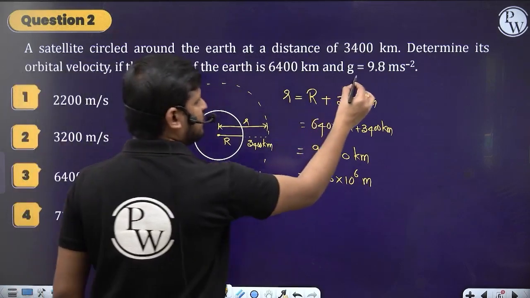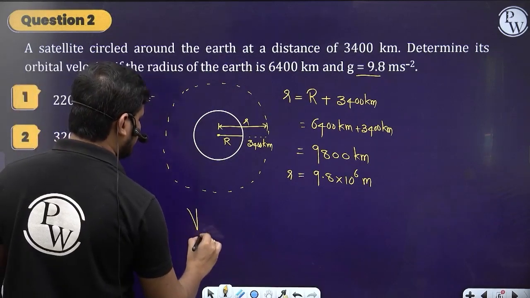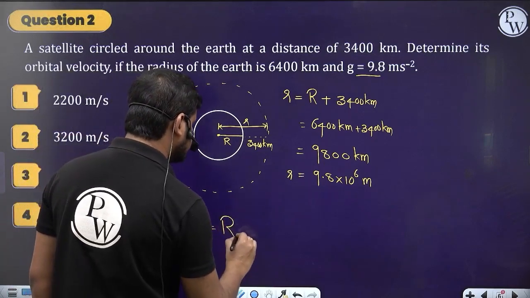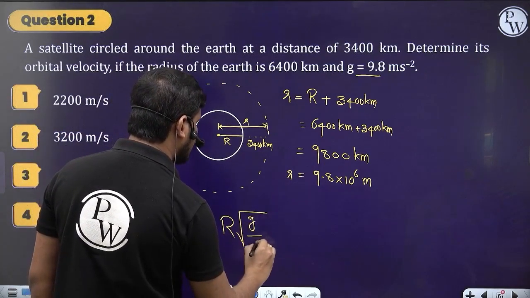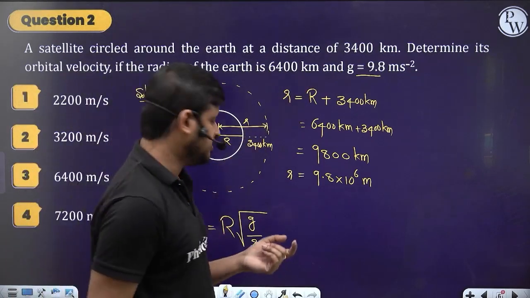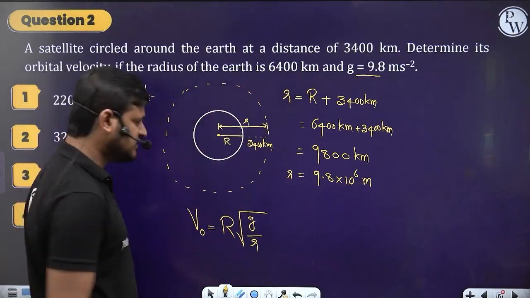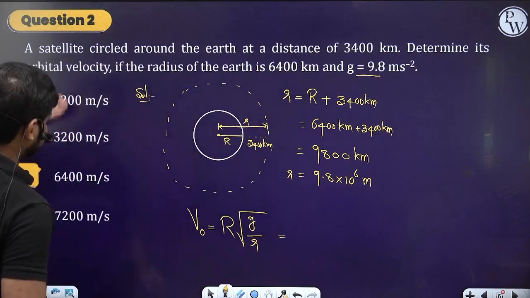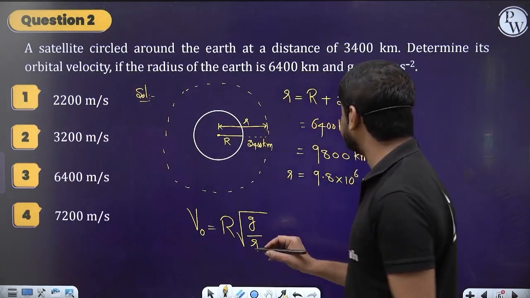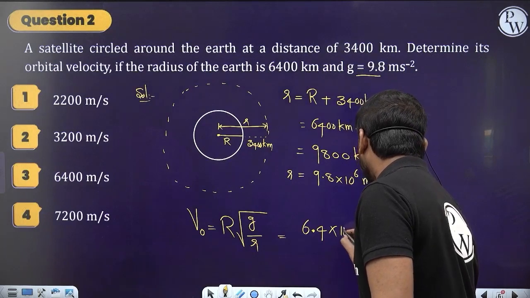Now they gave the small g value, you know the r value, and they are asking the orbital velocity. Let me use this formula for the orbital velocity. V0 is equal to R into square root of g by small r. I'll use this formula because I know the small g value. They mentioned it in the question, I got the r value, and capital R value I know. So then simply substitute. We need it in meter per second. All the options are in meter per second, so write this R in meters only. R is 6.4 into 10 to the power 6.